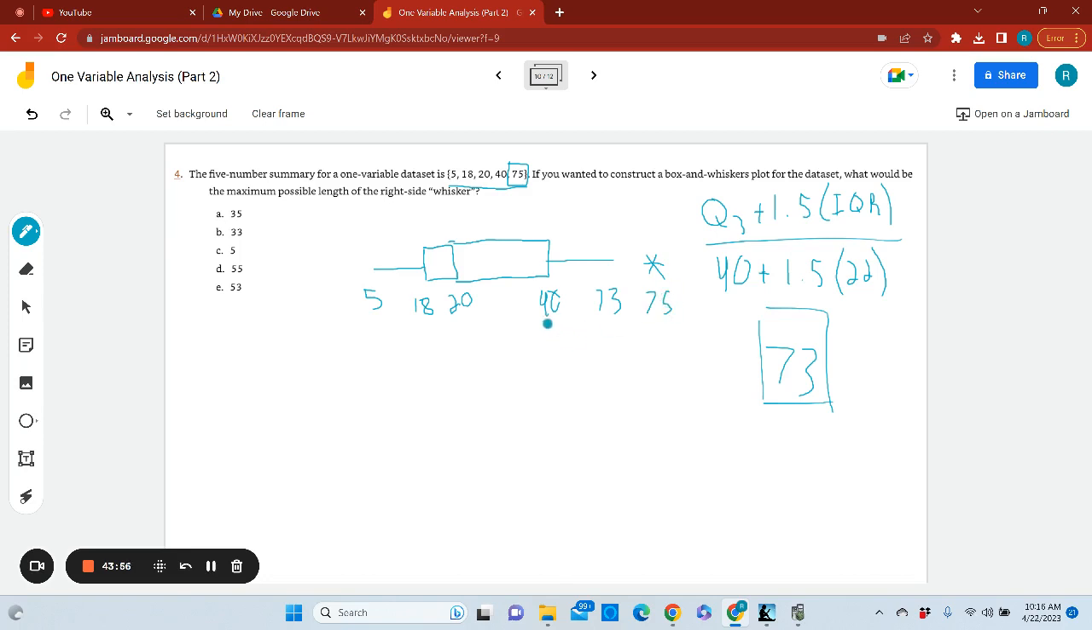75 is the outlier. So now I know the maximum length of the whisker has got to be 73 minus 40. Anything above 73 is now an outlier. So the maximum length of that right whisker is going to be 33. This is basically 1.5 times the size of this box. That's as long as this whisker can be. So 33 units.